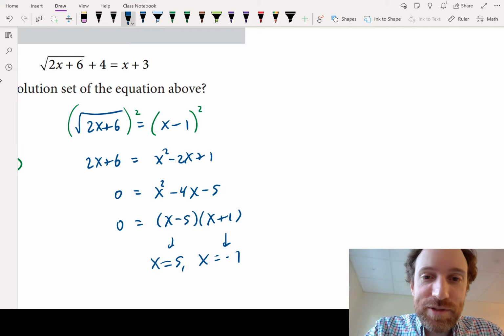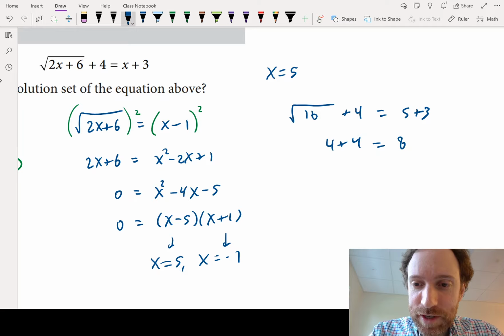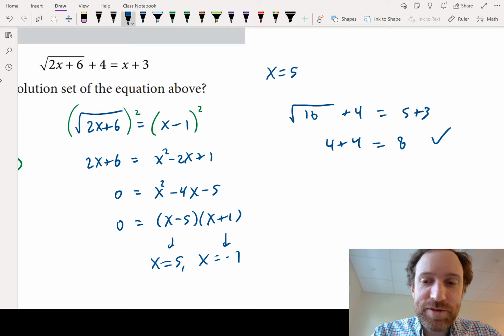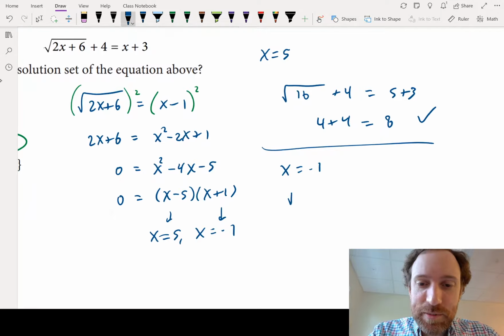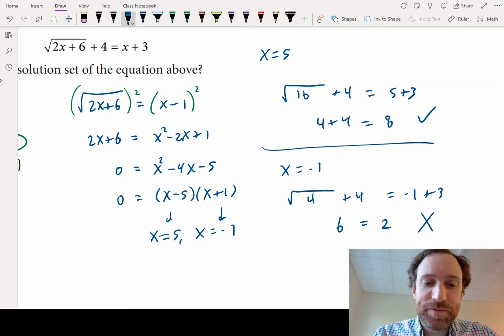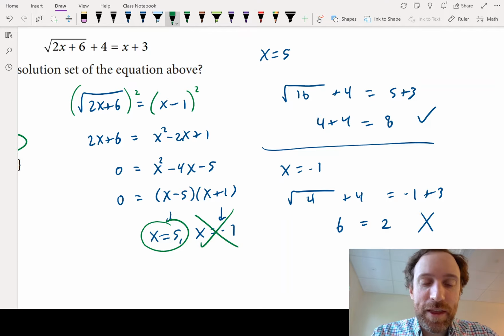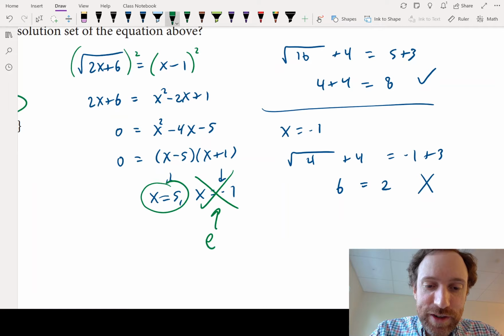So if I try x equals 5, I get root 16 plus 4 equals 5 plus 3. That is 4 plus 4 equals 8, which certainly seems true. X equals 5 seems to work. Let's try x equals negative 1. When I substitute that in, I get root 4 plus 4 equals negative 1 plus 3. That is 6 equals 2. Not correct. So x equals 5 is correct. X equals negative 1 is not correct. X equals negative 1 is what we call an extraneous solution.